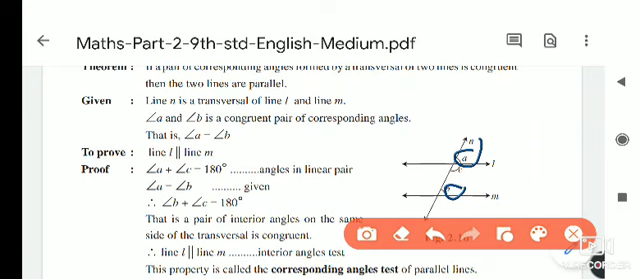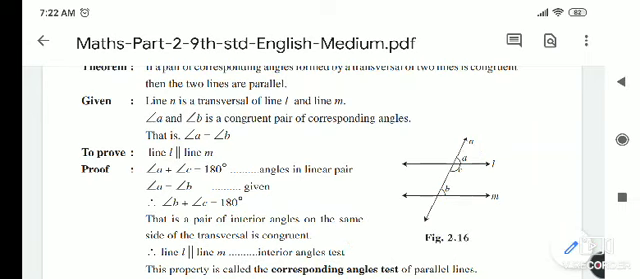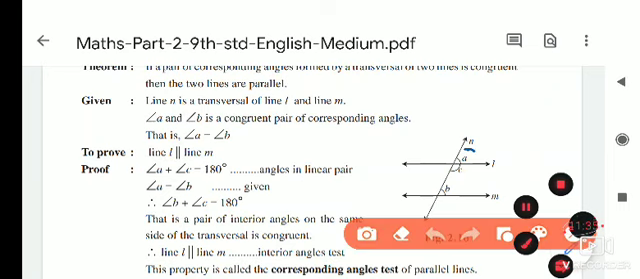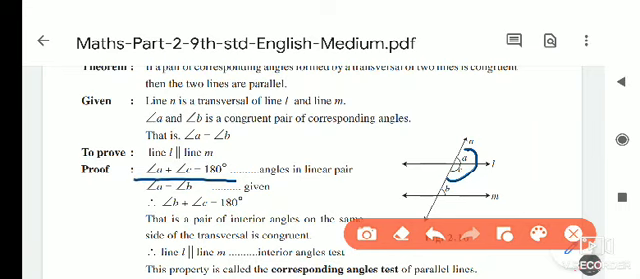And we have to show that line L is parallel to line M. So here in this also, if you see, angle A plus angle C are a linear pair of angles, so their measure is 180 degrees. Given inside, they told us that angle A is equal to angle B, its measure is the same. So, same as the above theorem, we replace A with B, and what we get here is angle B plus angle C equals 180 degrees.